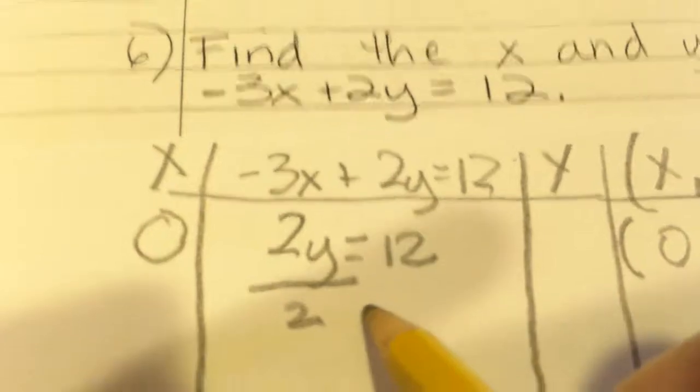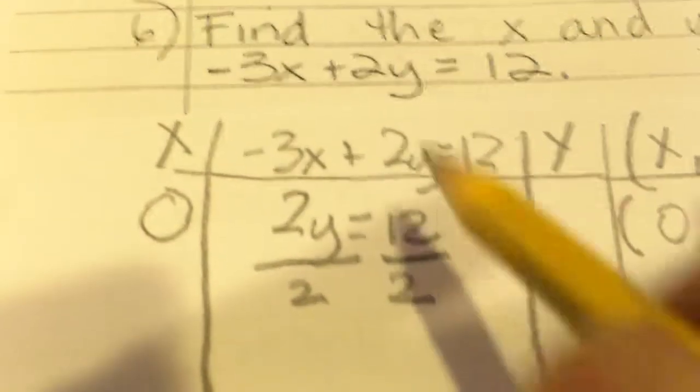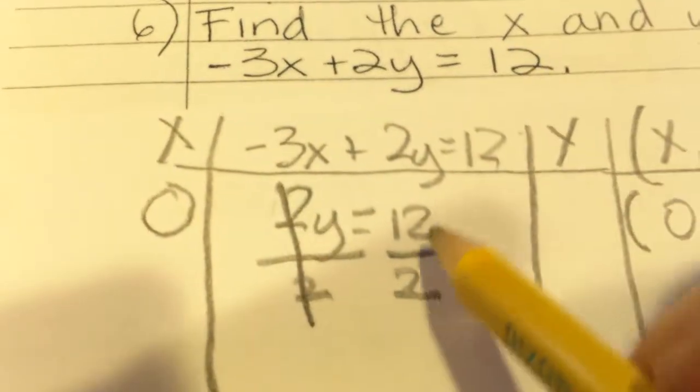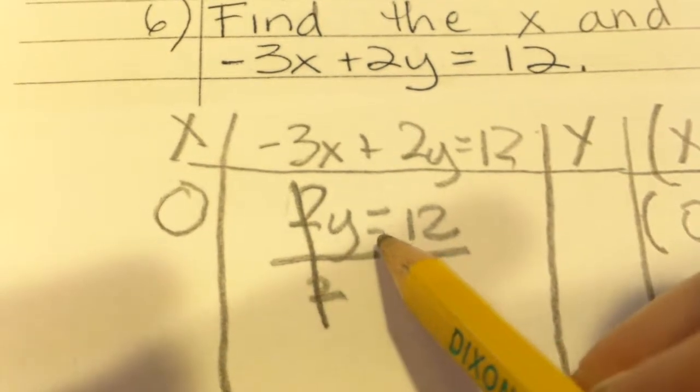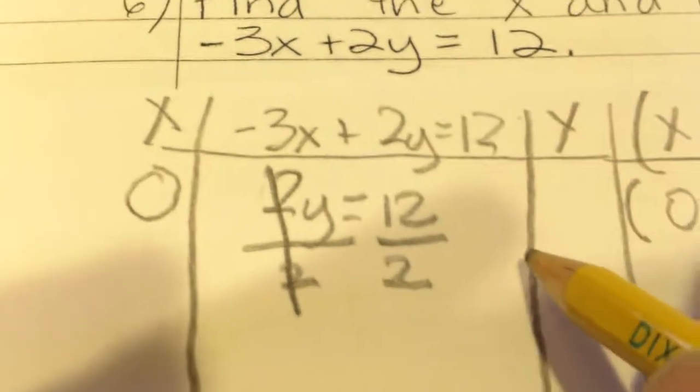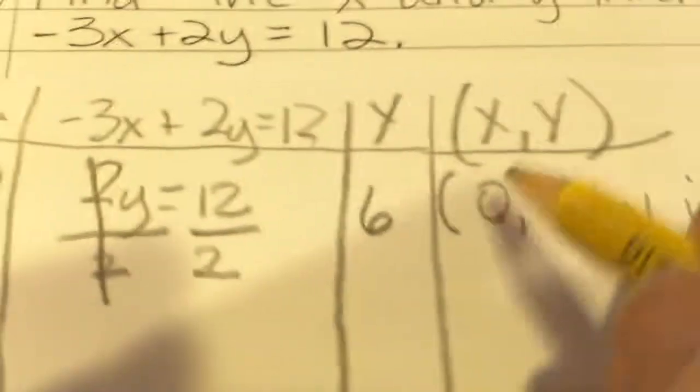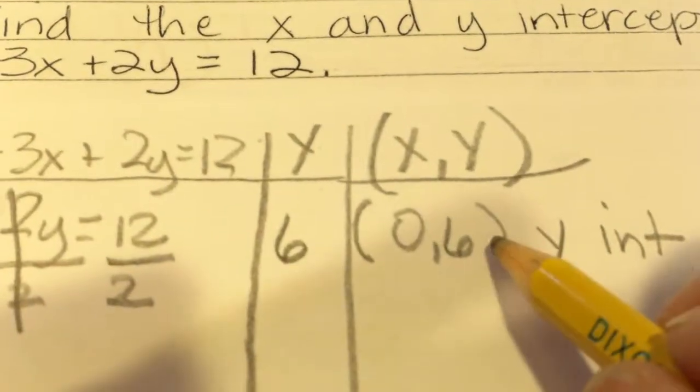Divide by 2, divide by 2, y equals 6. So (0, 6) is my y-intercept. It's going to touch the y-axis at positive 6.